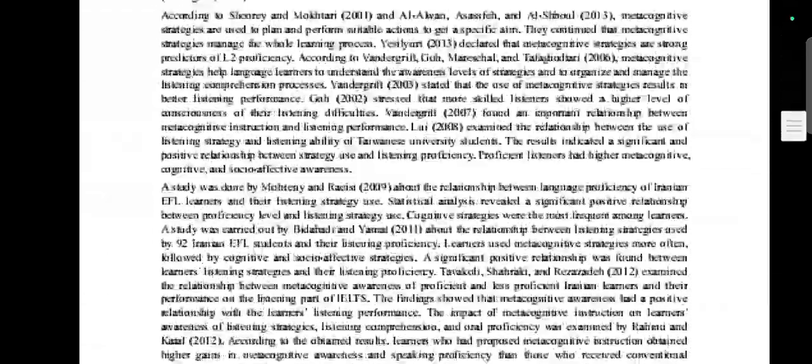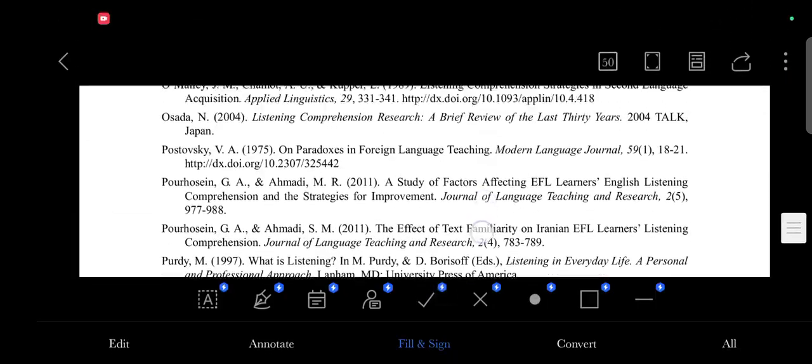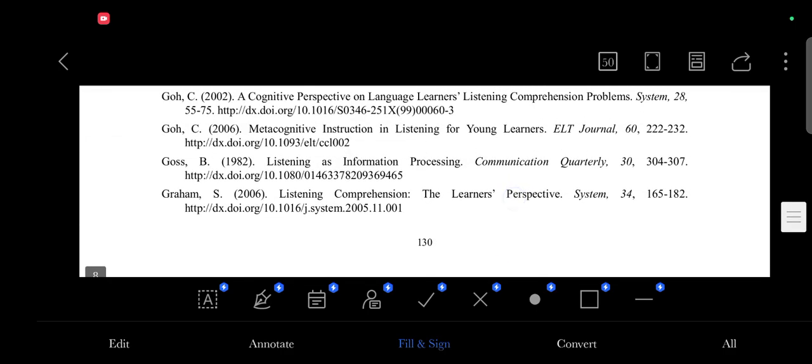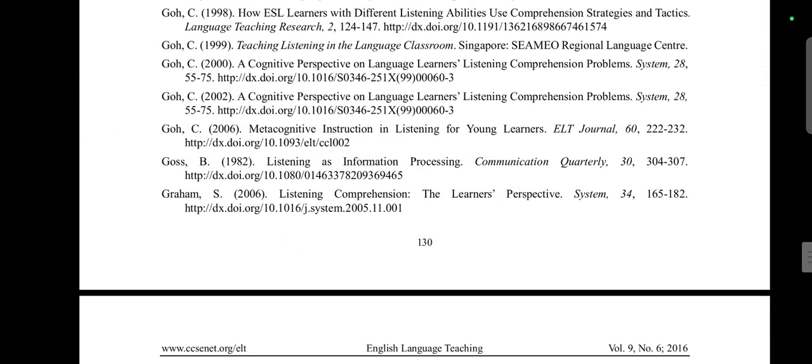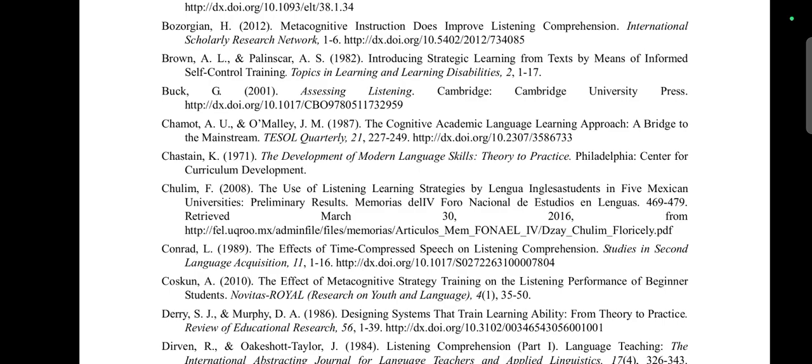Okay, so just see that these books are being mentioned in the references. See, you have Chastain and Gass. Gass B, 1982, Listening as Information Processing, Communication Quarterly, because it is a journal, which is written in italics. And the volume number is mentioned, the page number is mentioned, and also the date of indexing, that is the digital indexing number is mentioned here, so that you can click on the link to go to that particular article.